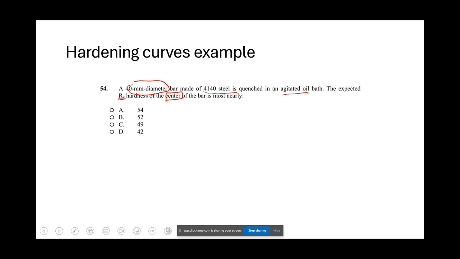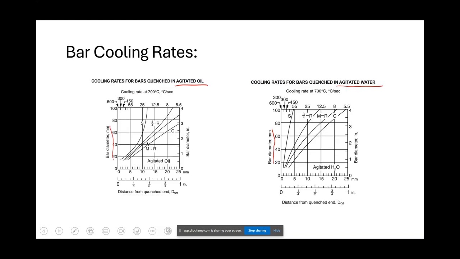So with this information, we can go ahead and go back. We know our bar diameter, and we know that we're going to be looking for the center. So we have our bar diameter in millimeters, center right here. All right, and we know that it's an oil. So we go to the 40 point, we move down to the center, boom, boom. So we're going to see about 12 millimeters from the quenched end.